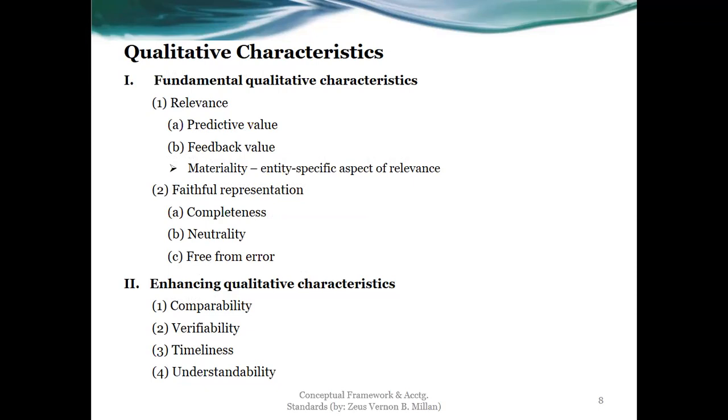For faithful representation, you have completeness, neutrality, and free from error. For enhancing, you have CVTU, but I will be using the acronym VCUT. Verifiability, comparability, understandability, and timeliness. So these are the four enhancing qualitative characteristics.